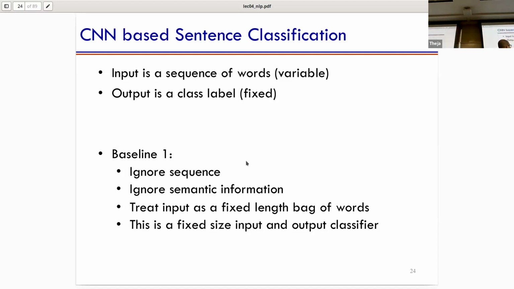So in this situation, there are many things you can do. One is to ignore the ordering of the words. That's literally one hot encoding, so you don't have to worry about which word came first, which word came next. Obviously, you can also ignore semantic information. We'll talk about this in a second, but basically we don't really care about what words there are. It's again one hot encoding type of thing. So a fixed length bag of words.